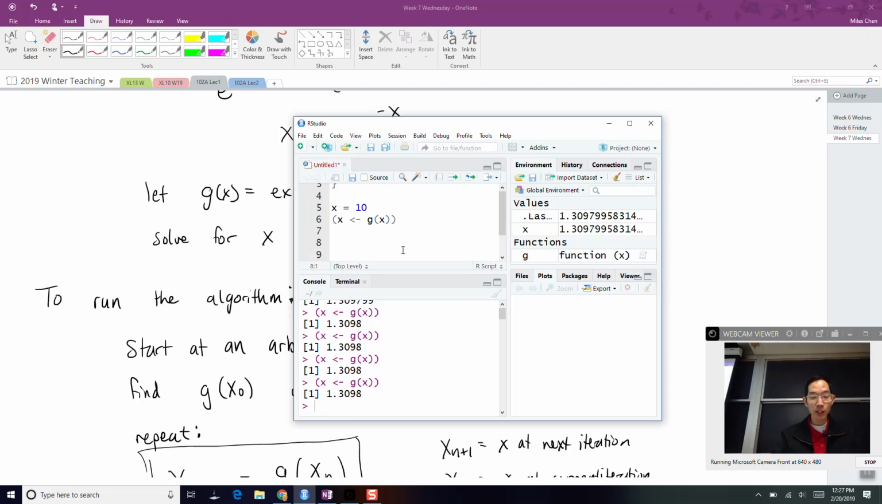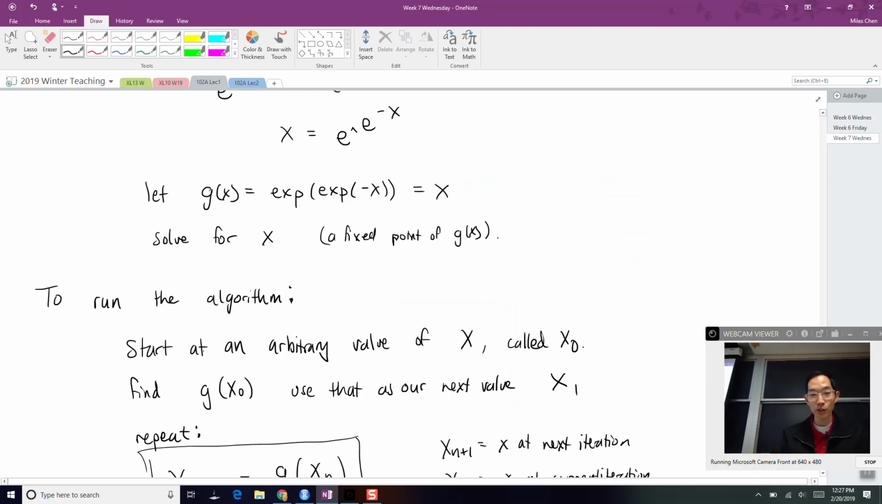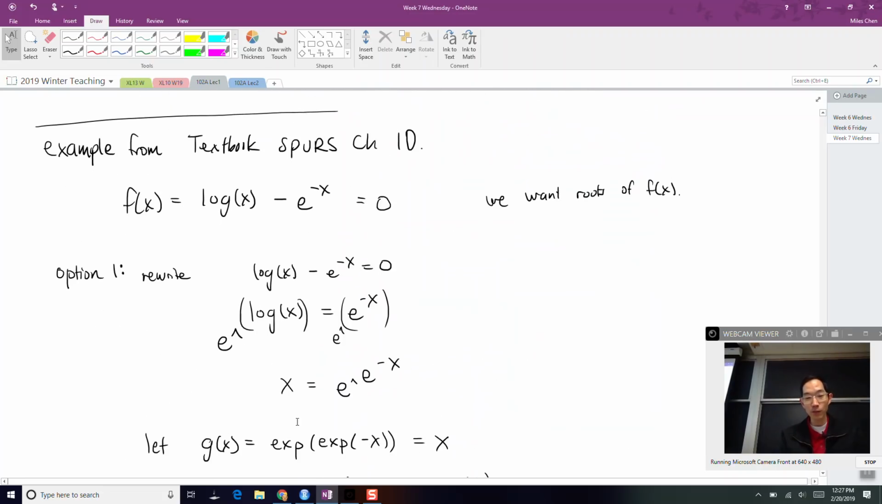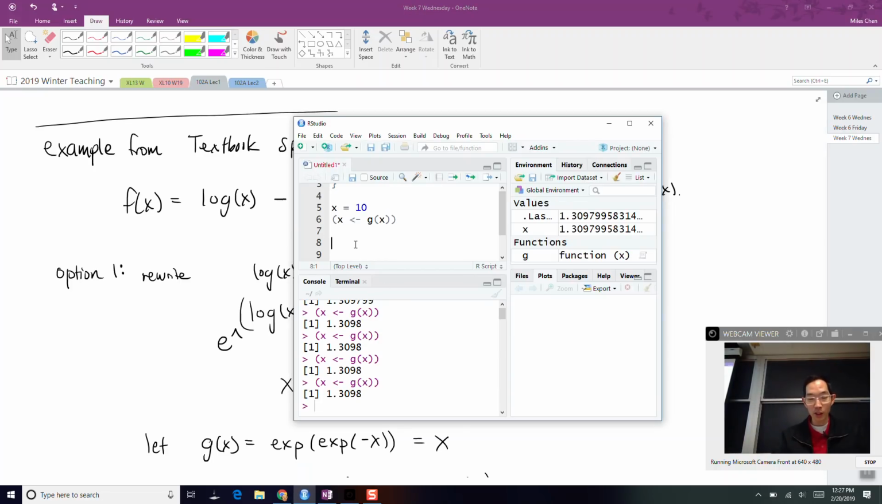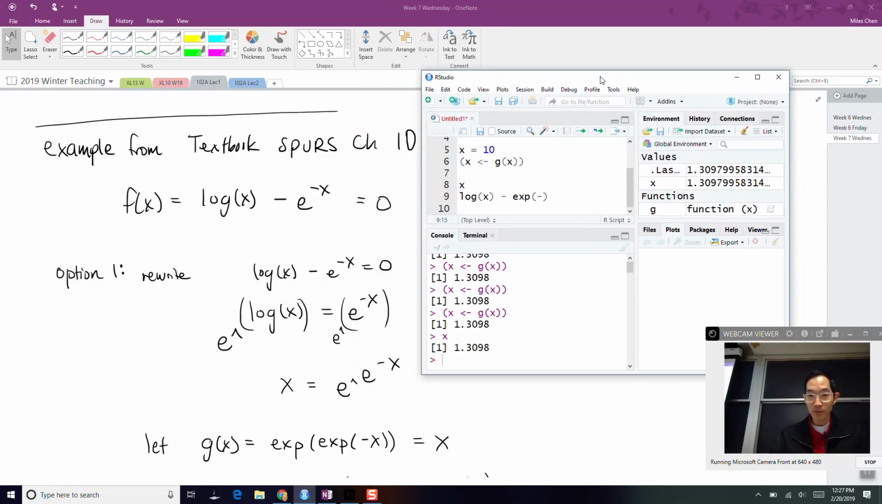Okay, and we can check to see, is this indeed a root of our original function, f of x. So f of x is log of x minus e to the negative x. So x is currently 1.3098, and we can ask, what is log of x minus e to the negative x? And it gives me something that's pretty close to 0. So indeed, using this simple fixed point iteration algorithm, we've found a root of this original function.